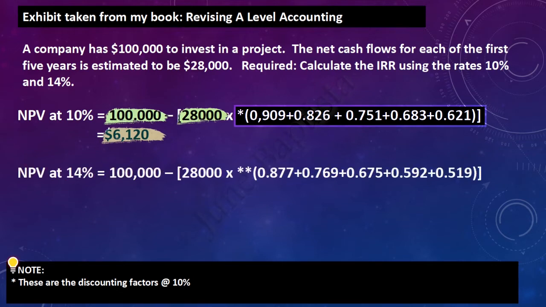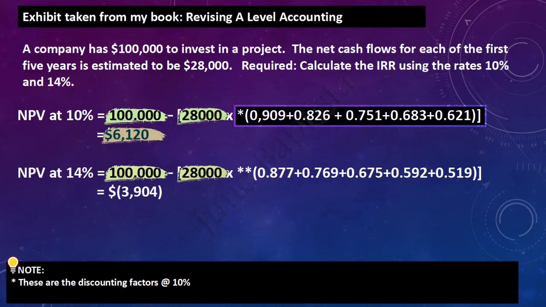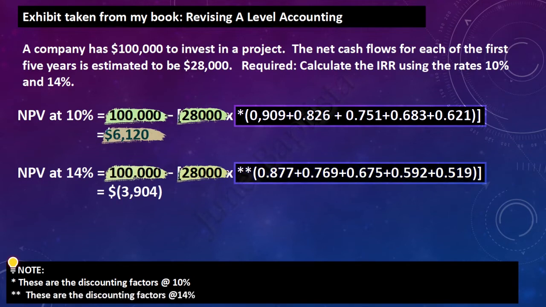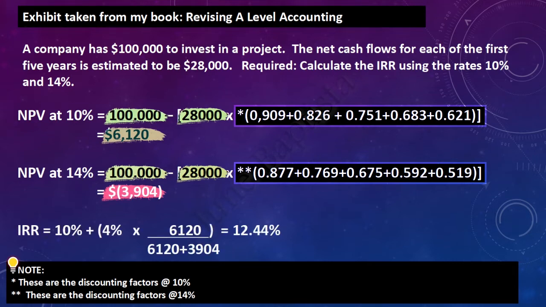Now let us calculate the NPV at the rate of 14%. That's equal to $100,000, which is the initial outlay, minus $28,000 positive net cash flow, times the discounting factors at the rate of 14%, which will be given to you. This gives us an NPV of a negative $3,904. The IRR is therefore equal to 12.44%.